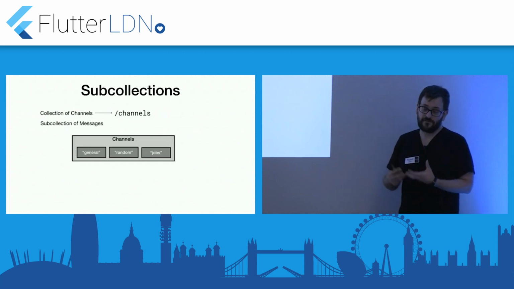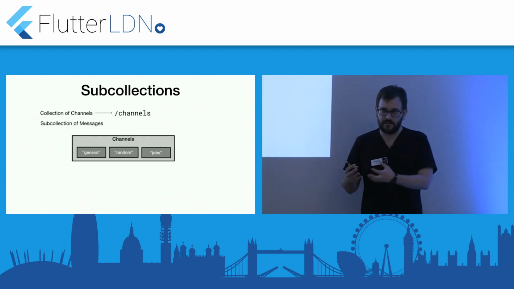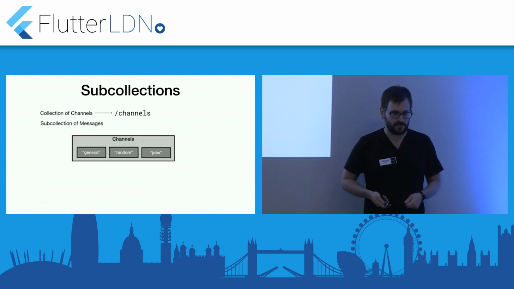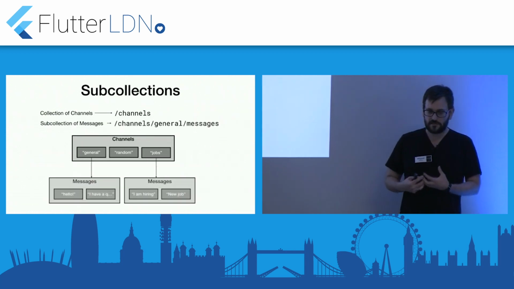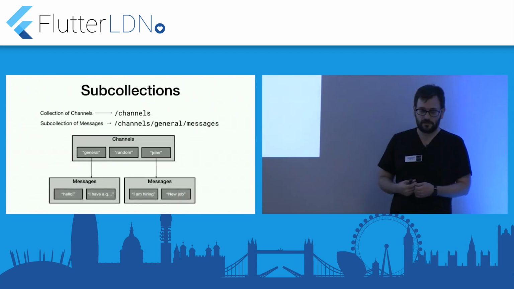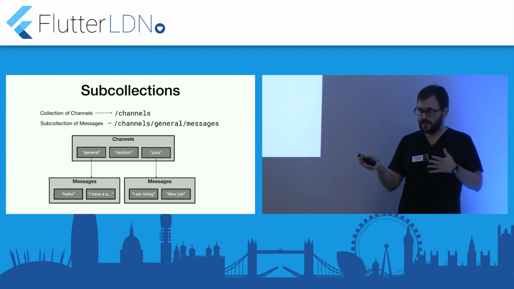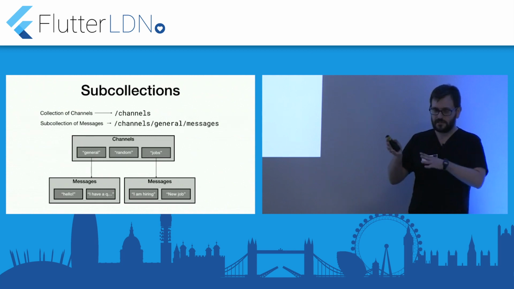If you wanted to have the messages of a channel inside another collection, you would use what is called a subcollection. And a subcollection is like a collection that belongs to a document. So to store all the messages from a channel, we will use a subcollection located inside one of these documents. And the path will be something like channels/channel ID/messages.